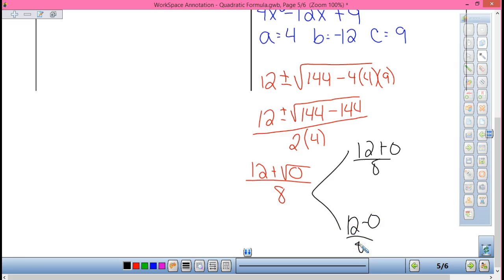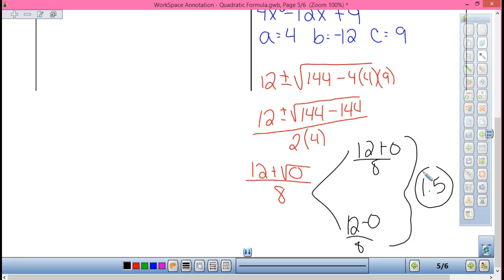What do you know about those two answers? They're going to be the same, so we're just getting one answer. What does that mean when I only get one answer? There's one solution, which means that the vertex is on the x-axis. Good. Okay? Just a lot of work, isn't it? Okay? A lot of calculating.